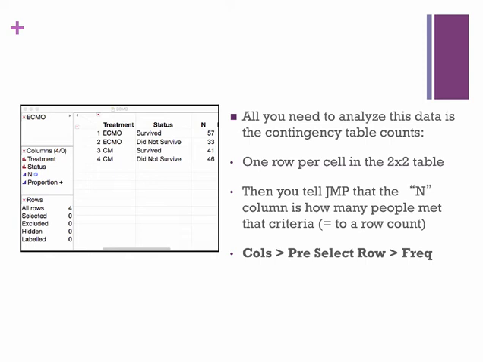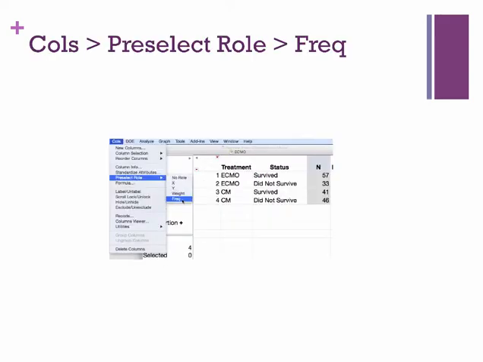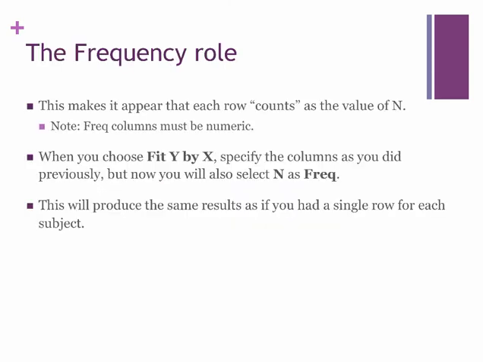What we need to remember to do, as we've seen in the past, is let JMP know that that N is the frequency, and you do that under the Columns menu, Preselect Role, and Frequency. So again, once you've selected the N, go into the Columns menu, Preselect Role, and select it as a frequency. And that way, every analysis that you do, especially when you do the Fit Y by X, this is a very simple example, you will actually see that the N is preselected as the frequency.